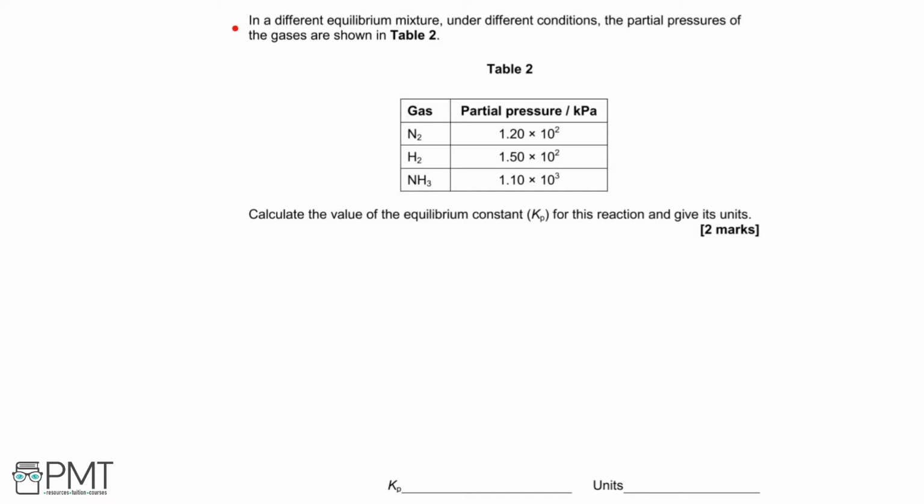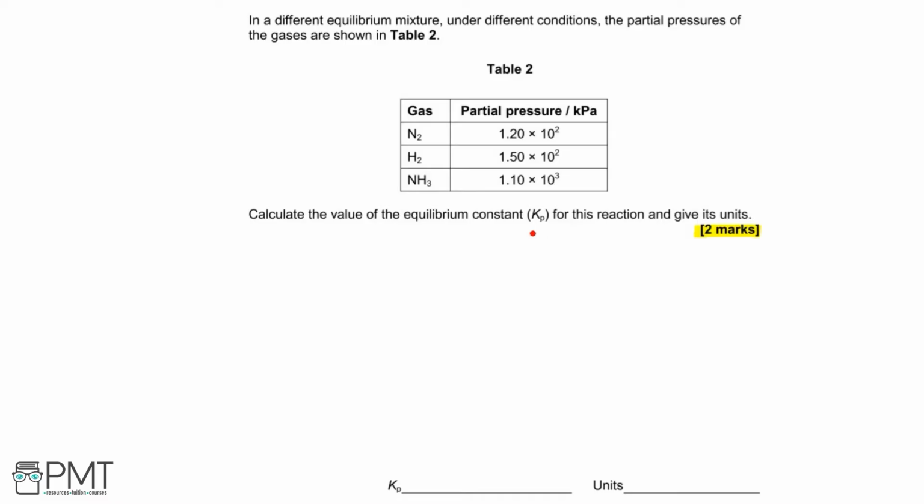In a different equilibrium mixture under different conditions, the partial pressures of the gases are shown in Table 2. Table 2 shows us that the partial pressure of nitrogen is 1.2 times 10 to the 2, for hydrogen it's 1.5 times 10 to the 2, and for ammonia it's 1.1 times 10 to the 3. Calculate the value of the equilibrium constant Kp for this reaction and give its units. So this question is 2 marks, and we need to give both the value of Kp and its units. So that will be 1 mark for the value of Kp and 1 mark for the unit.